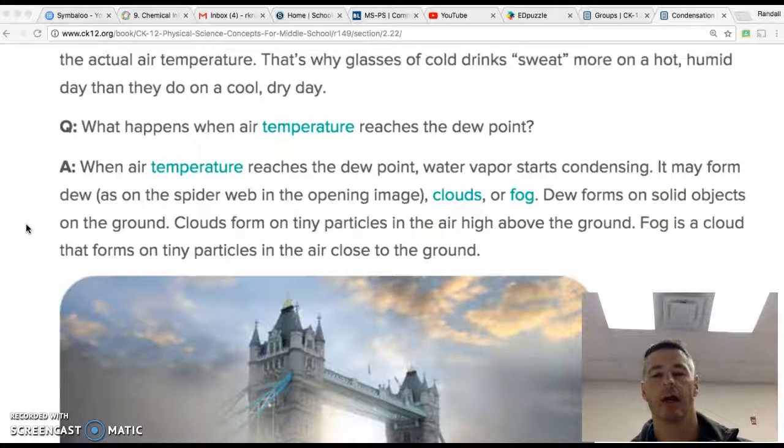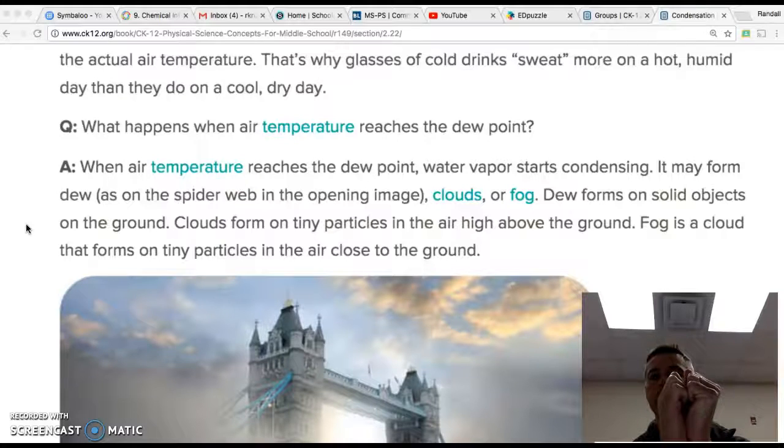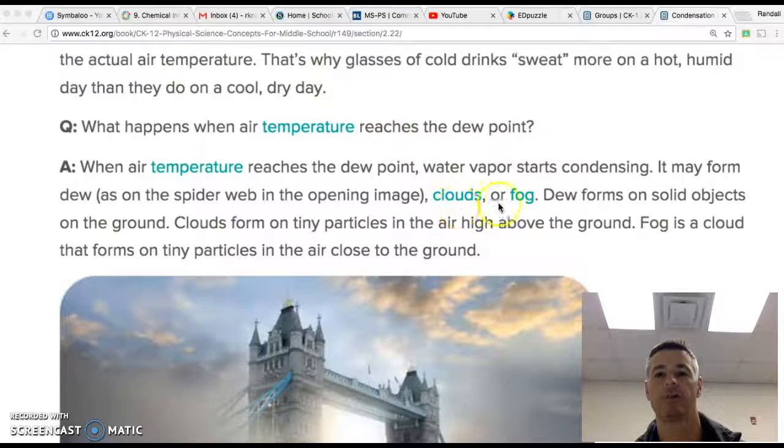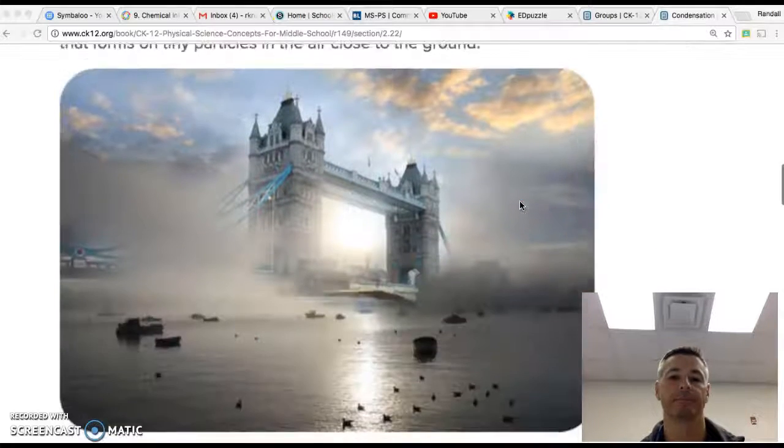So you can have dew on the ground. Have you ever walked across grass in the morning in the summertime? Your feet get soaking wet. It's because the water vapor in the air condenses as it touches the colder piece of grass, and it turns into a liquid. The same thing happens in clouds. The same thing happens in fog.